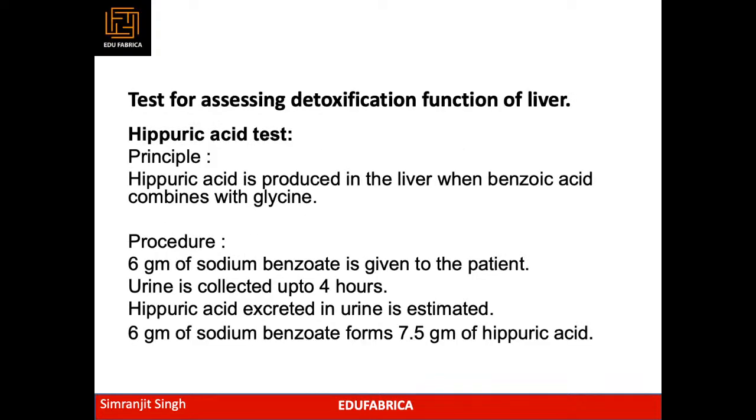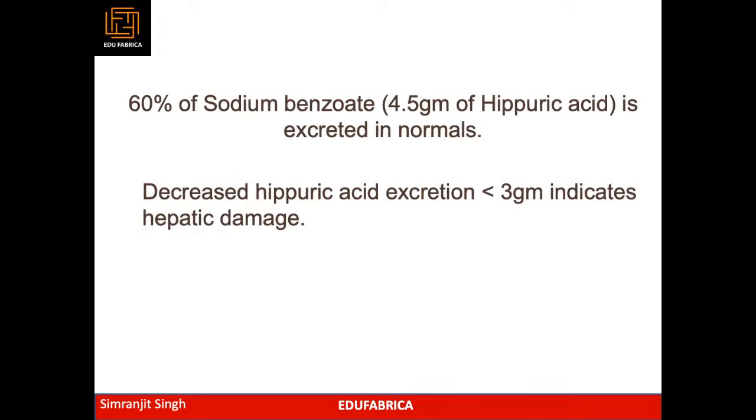To test the detoxification function of the liver, the hippuric acid test could be done. In this, benzoic acid is combined with glycine in the liver. The procedure is that 6 gram of sodium benzoate is given to the patient. Urine is collected for up to 4 hours, and hippuric acid is excreted in urine; 6 gram of sodium benzoate forms 7.5 gram of hippuric acid. 60% of sodium benzoate is excreted in normals, and decreased hippuric acid excretion, 3 gram, indicates hepatic damage.